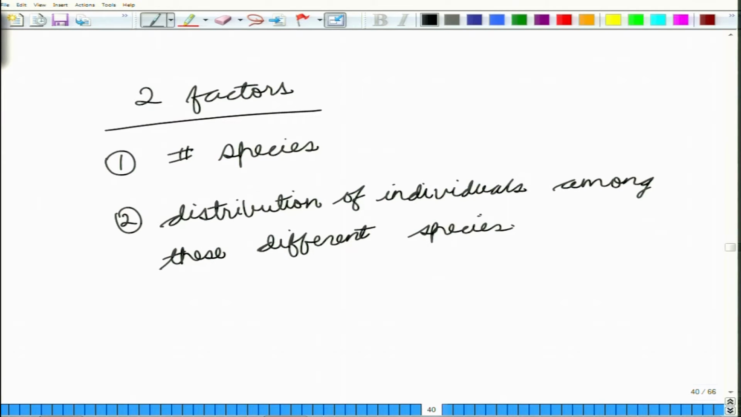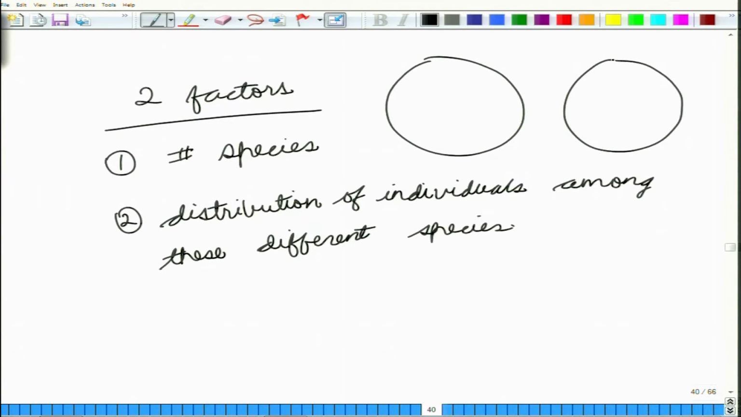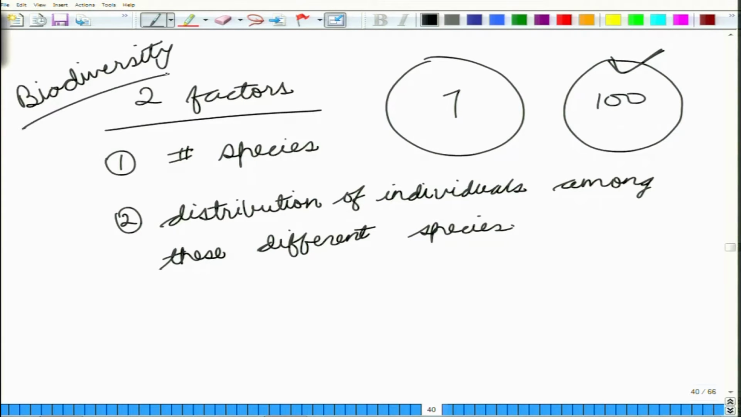So, essentially what we had said was, if you have two communities and there is one community that has, say, 7 species and there is another community that has 100 species, we will say that this community is much more biodiverse as compared to the first community. So, here we are talking about biodiversity. So, we will say that the second community is much more diverse.